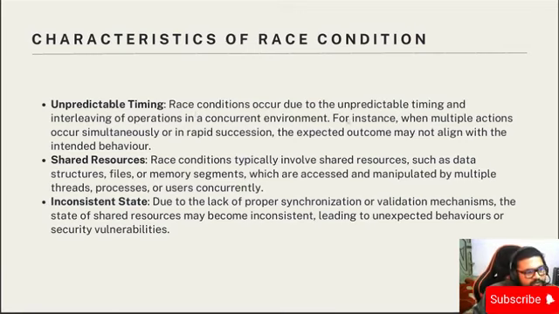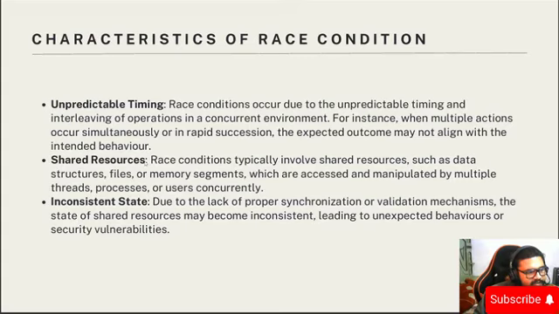So a race condition occurs due to unpredictable timing and interleaving of operations in a concurrent environment. Definitely. For instance, when multiple actions occur simultaneously or in rapid succession, the expected outcome may not align with the intended behavior. Intentionally, if an application wants to give some output in an intended environment, but we are manipulating requests and multi-threading them at the same time, then the behavior will not be the same. So that's the unpredictable timing.